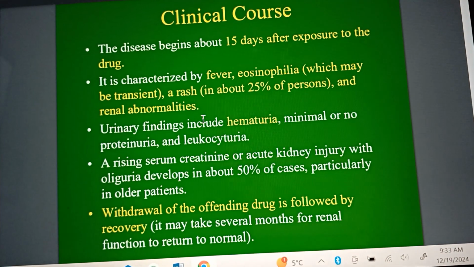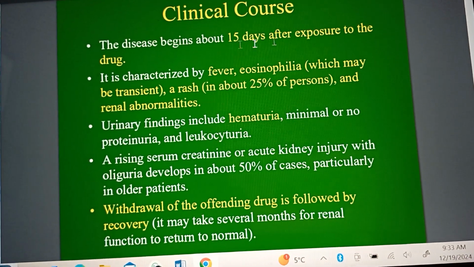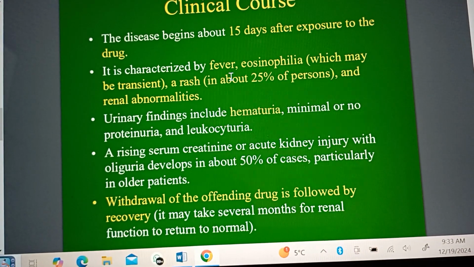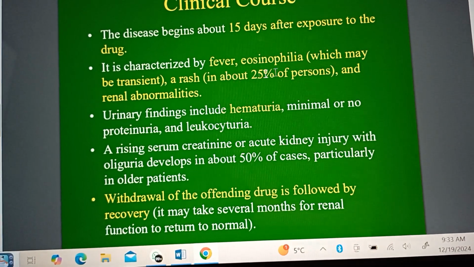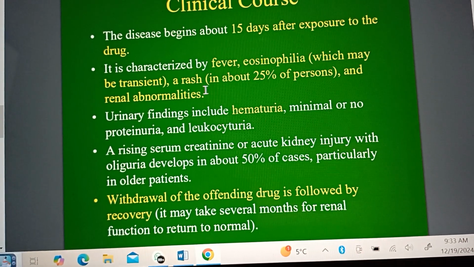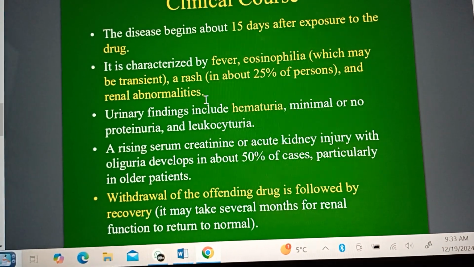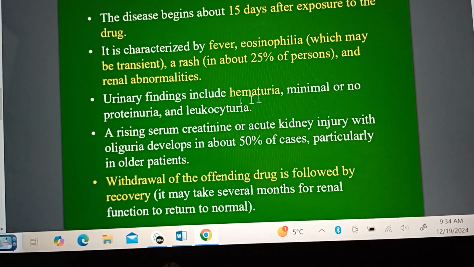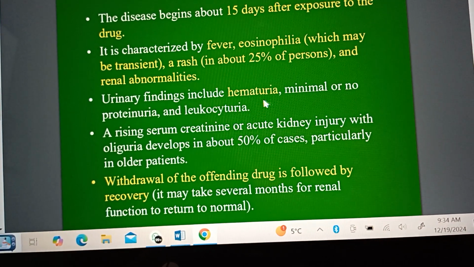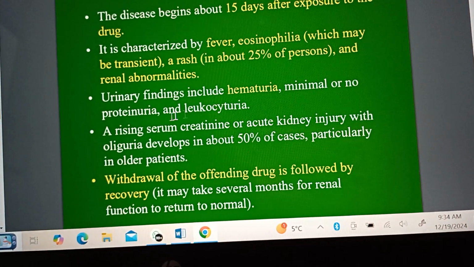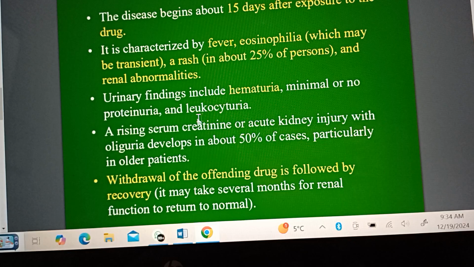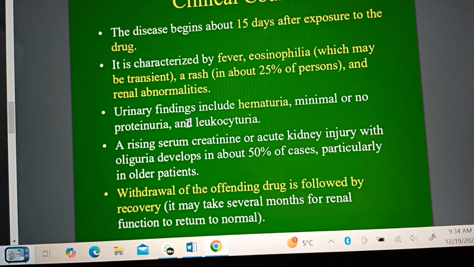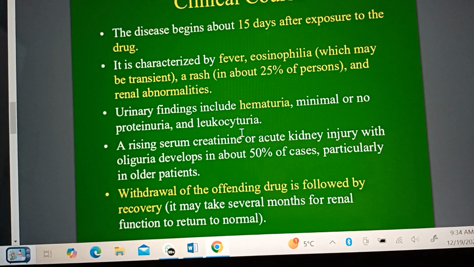So what is the clinical course? The clinical course is that about 15 days after exposure to the drug, the patient may come to you with fever, increased eosinophils, rash, or a kidney problem. If there is a kidney problem, in the urine you may see hematuria, right? The most common finding will be hematuria. There may be a little protein or WBC also passing in the urine. Passing of WBC is called leukocyturia.